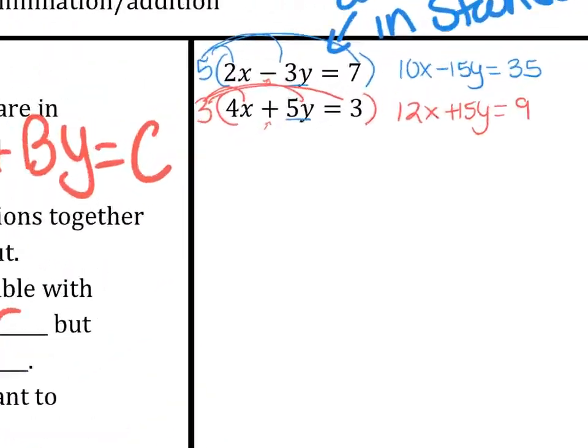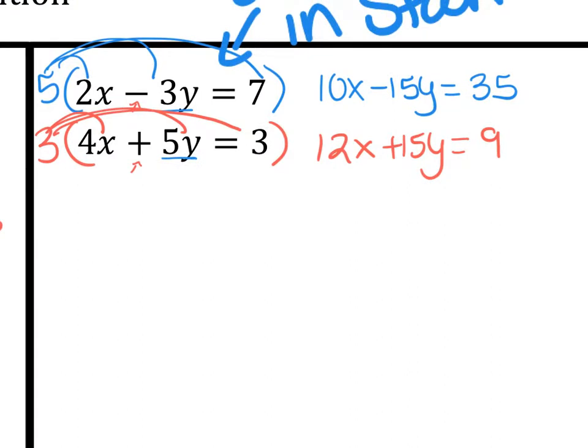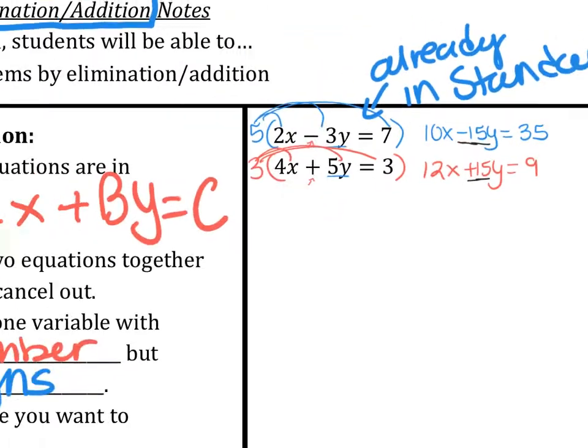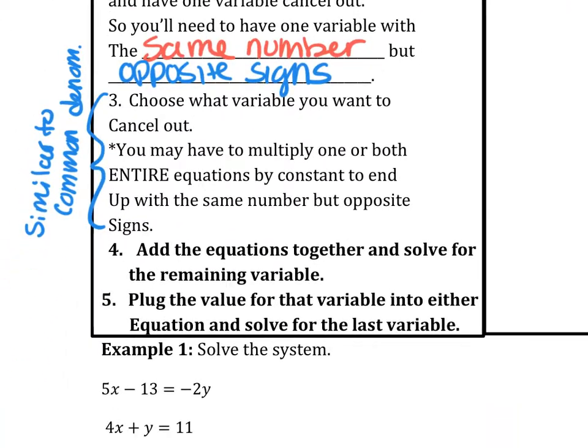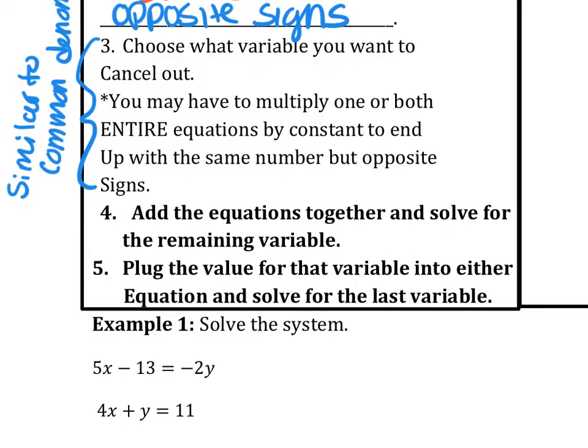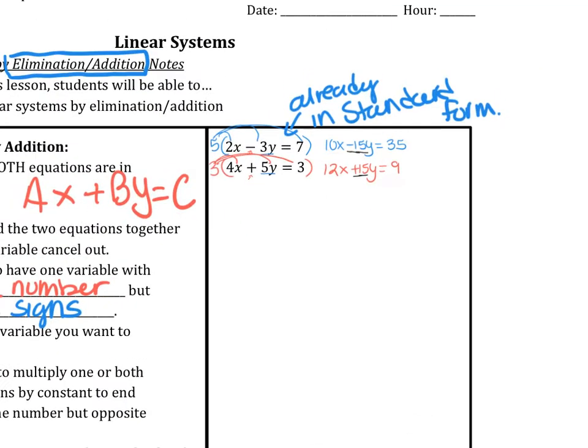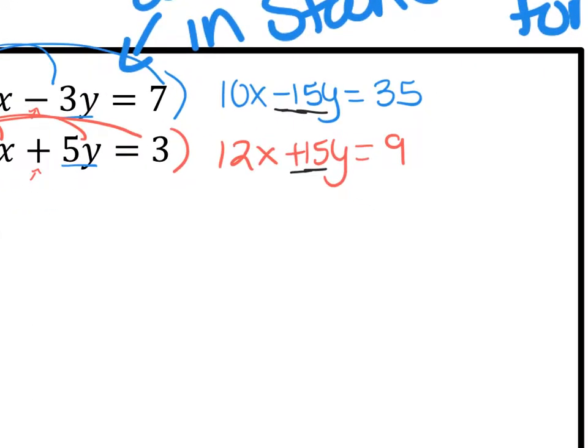Okay, so now, once we have that same number, we both have 15, one is negative, one is positive. Once we have the same number but opposite signs, then step 4 says we're going to add the equations together and solve for the remaining variable. So if we go back over here, we add our equations together. Remember, when we're adding, we can only combine like terms.